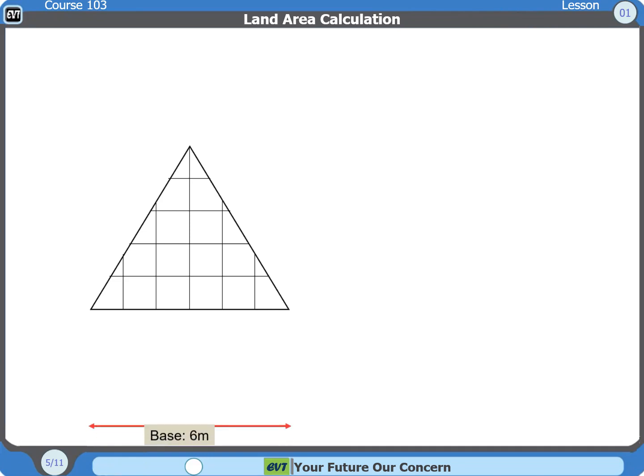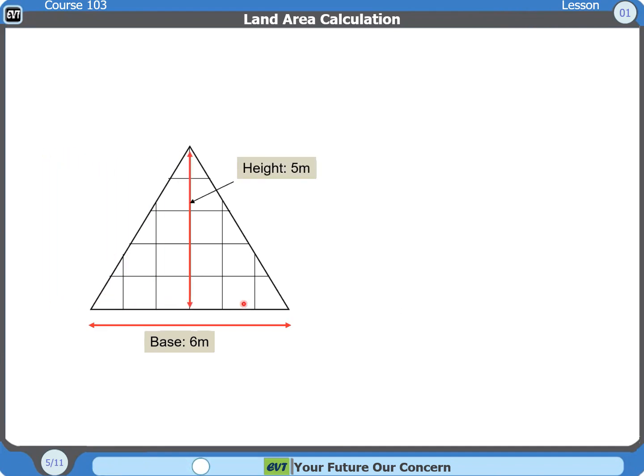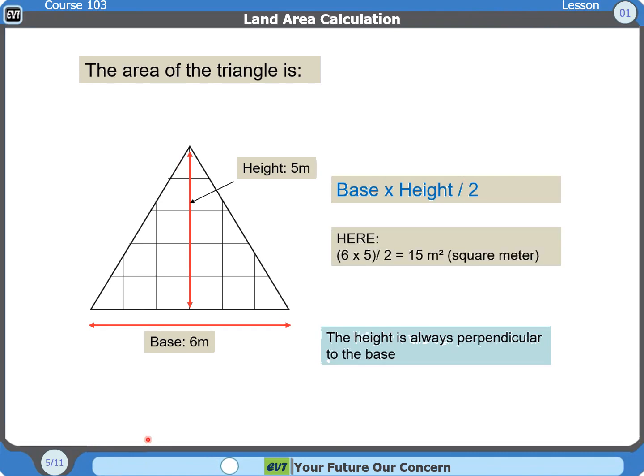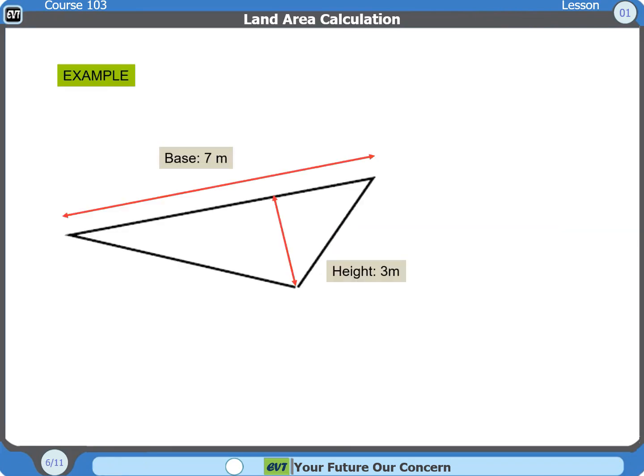In a triangle, one side is the base side and of the remaining two sides, one can be the height or the hypotenuse side. The height is always perpendicular to the base. To calculate the area of the triangle, you multiply the base by the height divided by 2. Here we have 6 meters on the base, multiplied by the height of 5 meters, and divided by 2 equals 15 square meters. Example, we have a base of this triangle of 7 meters, and the height is 3 meters.